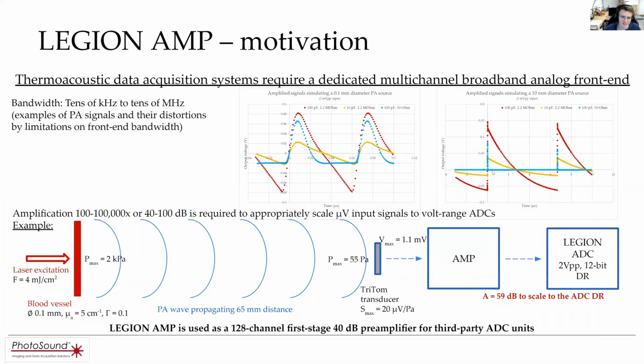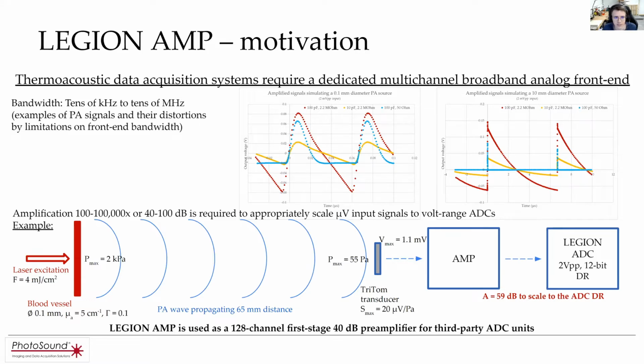Ultrasound acquisition systems typically function with a single frequency emission source, and then they receive on a targeted frequency generally. However, PA data, photoacoustic data, is by nature broadband and therefore requires a broadband acquisition system, oftentimes with very many channels of signal data coming in. Our Legion amp is a broadband analog front end. It's multi-channel, and it's made to interface with your typical ultrasound systems to help with photoacoustic data acquisition.